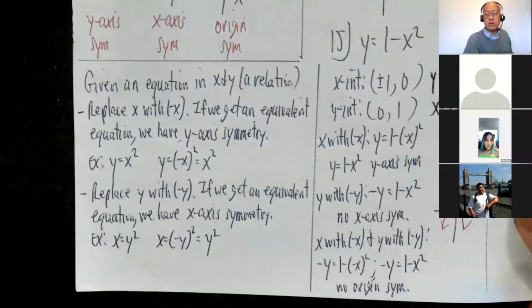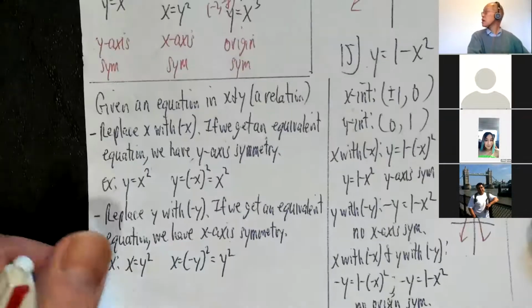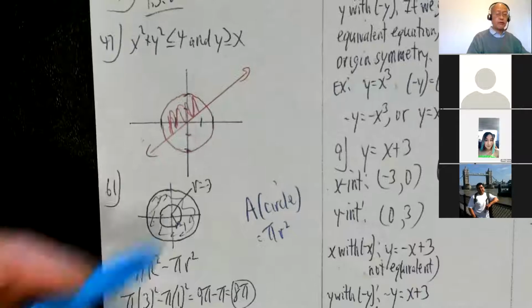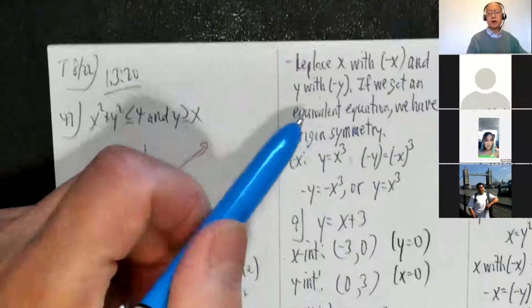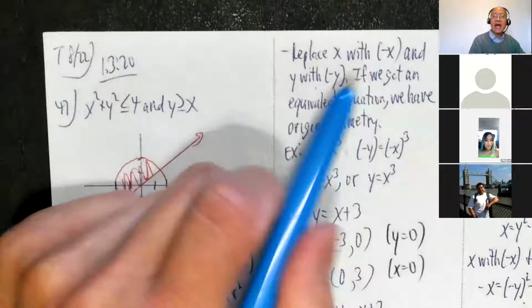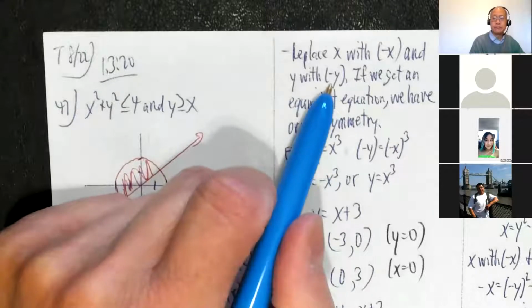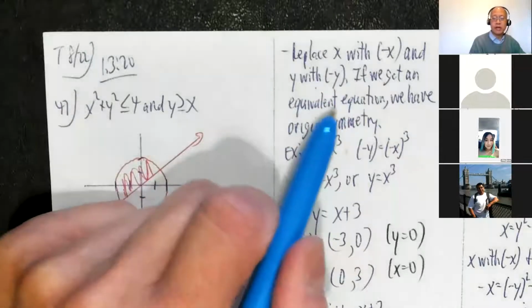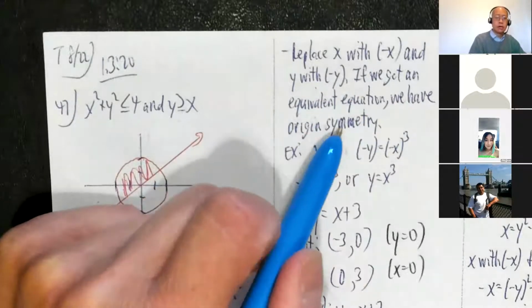Let me get this. I know there's a question in the chat. I'll get to it in a second. But for origin symmetry, you replace both of them. Replace x with negative x and y with negative y. If we get an equivalent equation, we have origin symmetry.